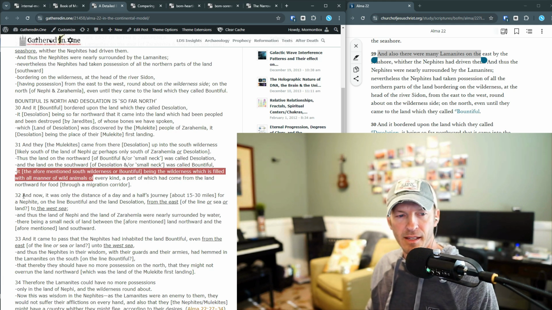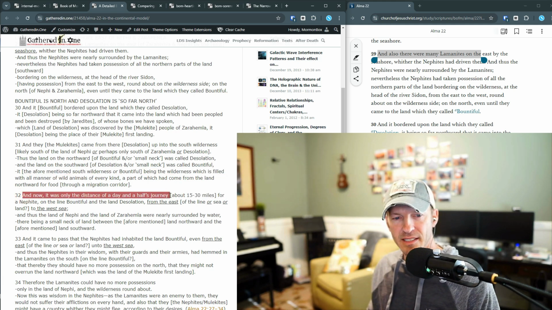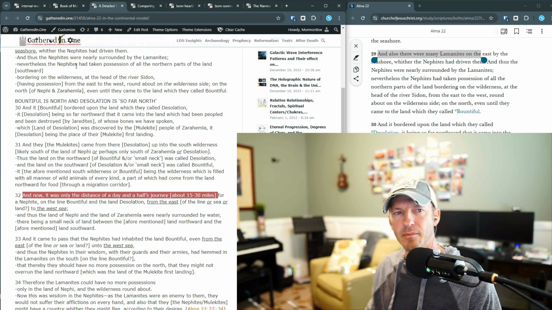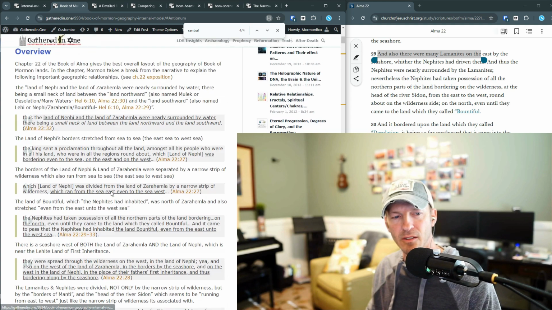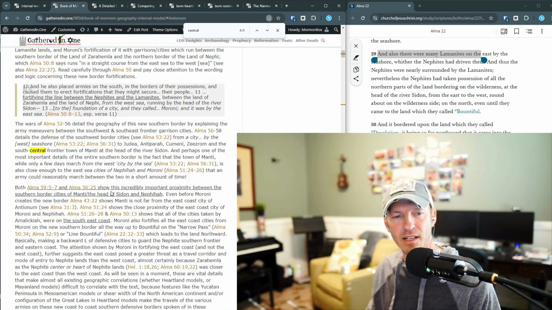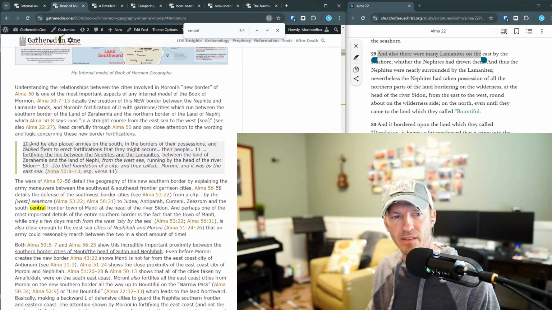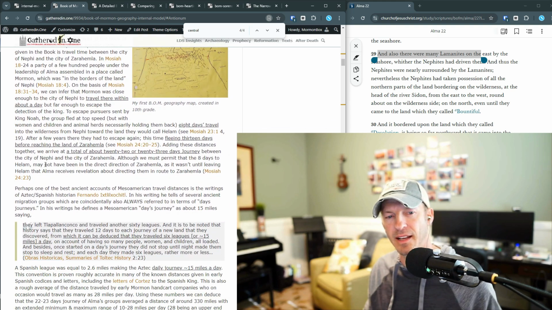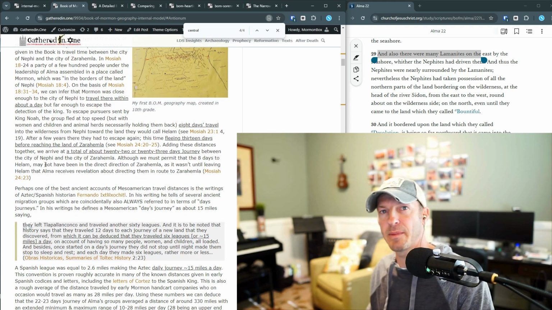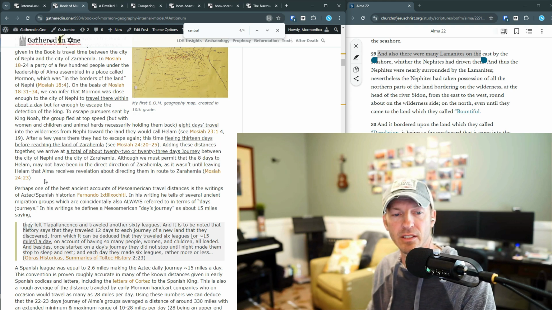Okay. Now, it was only the distance of a day and a half's journey, right? I deal with that in my model itself here. Well, there's a whole section here you can go through that talks about distances, right? And especially the distance part I pull from early Spanish codices where they're talking about the Native Americans, right?